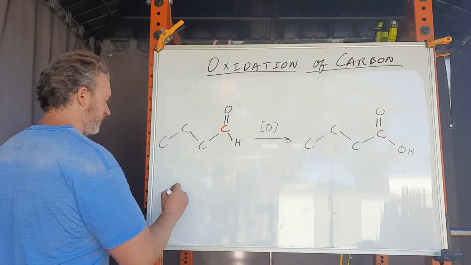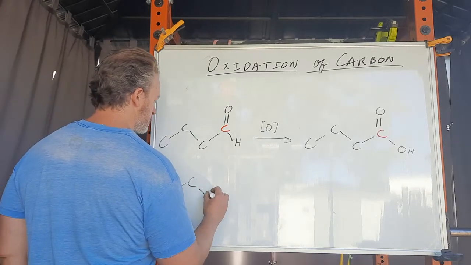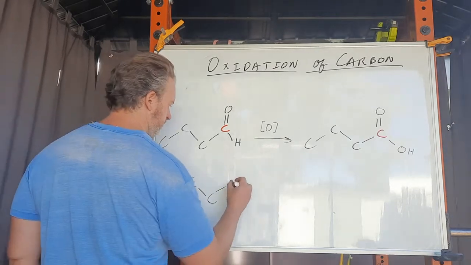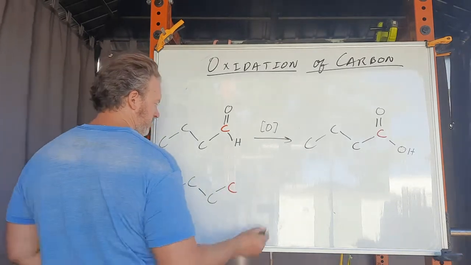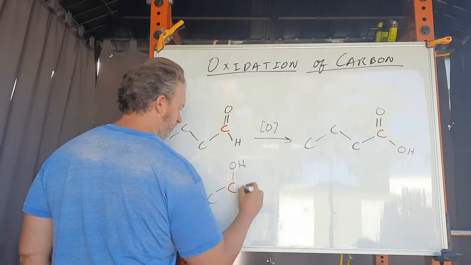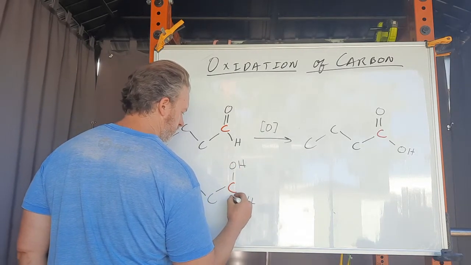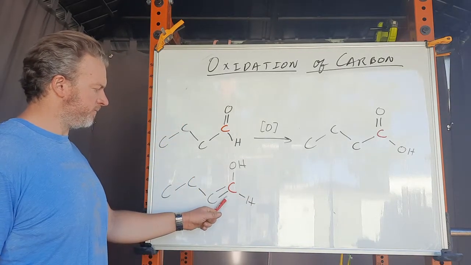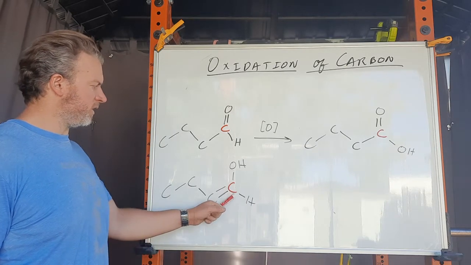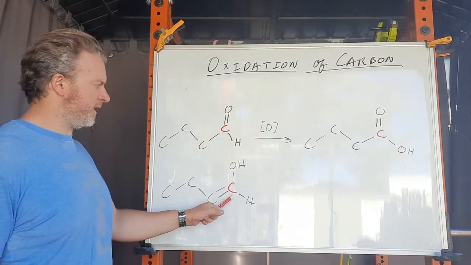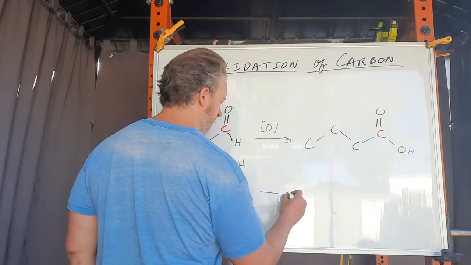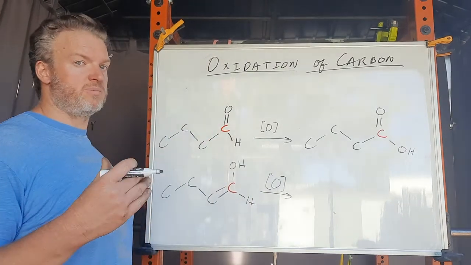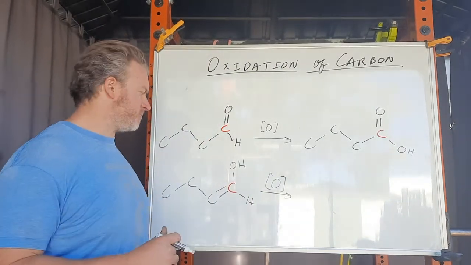Let's do another example of that. Let's pick a similar 4-carbon structure. So here I have a 4-carbon structure, 1, 2, 3, 4, and here I have a highlighted carbon in red, and it is going to go through an oxidation reaction. Now, in organic chemistry, oxidation also means adding an oxygen bond.